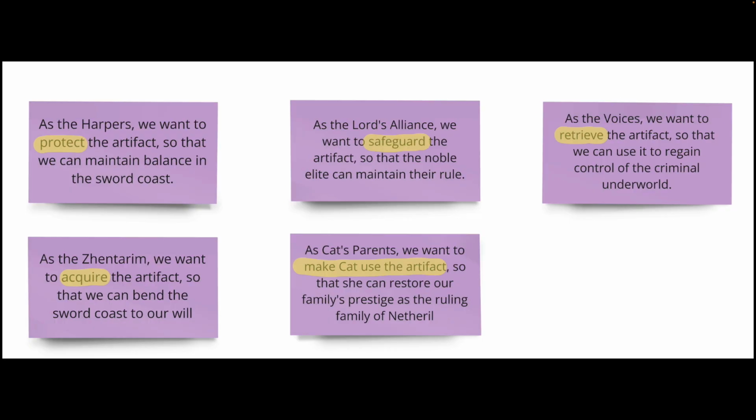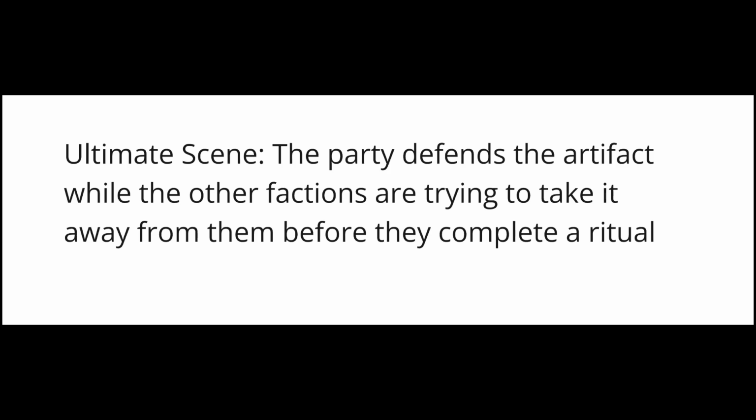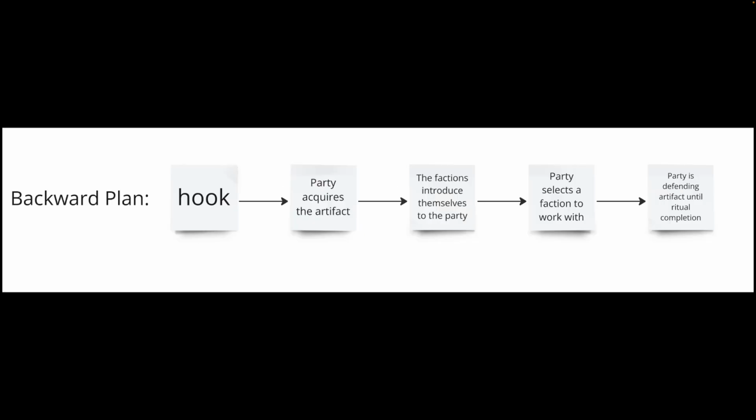I thought that with them being nobles too, it opens up more avenues for alliances and betrayals down the line. With this setup, I thought about driving my campaign towards the scene of the party defending the artifact while a ritual is being conducted, and the other factions are trying to take it and prevent them from succeeding. I'm kind of tired of scenarios where it's the protagonists who are desperately trying to catch up to a villain to stop their plans. This time, I want them to be desperately fending off their enemies instead. So how do I get my players from the start of the campaign up to this point? That's where backward planning comes in.